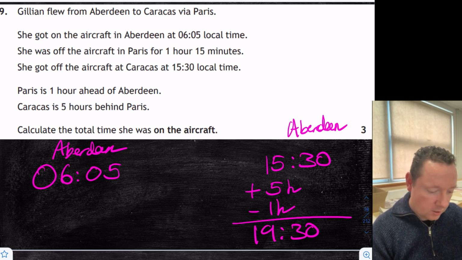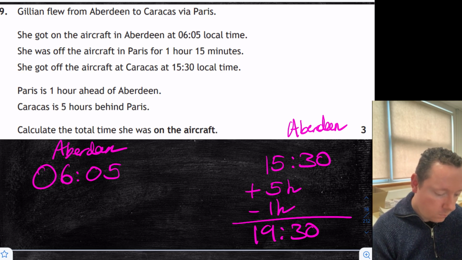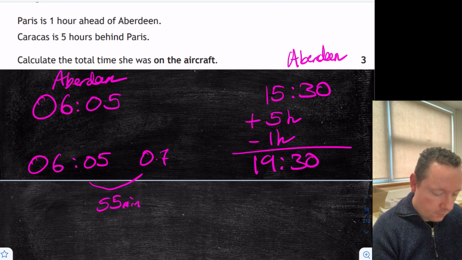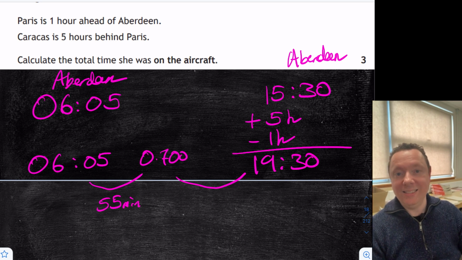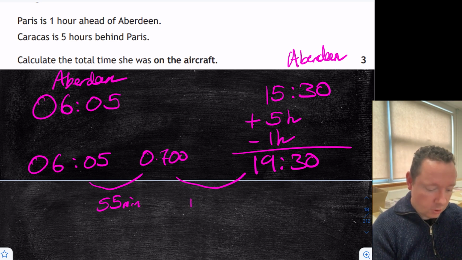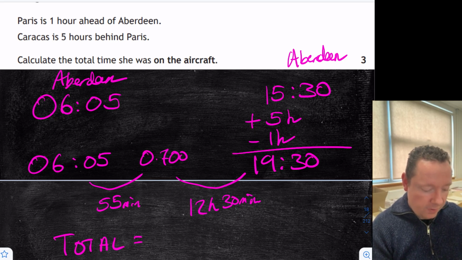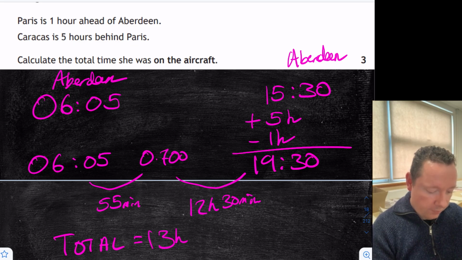And my starting time was 06:05. Now, we can work out the difference between those two. So we're at 06:05, we want to get to 19:30. So what's the easiest way to do this? Well, if I add 55 minutes, I get to 07:00. I then need to add how many hours it is to 19. So 19 take away 7, which is 12 hours. But then you've got the 30 minutes. So adding them together, in total, we have 12 hours 30 minutes, 13 hours 25 minutes.